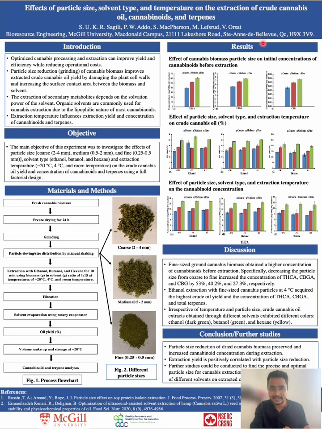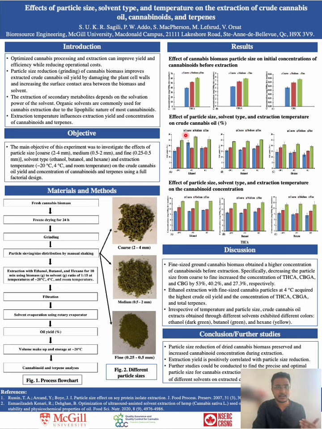Coming to the results and discussion section, the first part of the results is the effect of particle size on the initial cannabinoid concentration before the extraction. That means after the grinding, we sorted out the three different particle sizes and sent them for the cannabinoid analysis. Results found that the fine particle size obtained a higher concentration of THCA, CBGA and CBG. Specifically, decreasing the particle size from the coarser to the finer increased the THCA concentration by 53%, CBGA by 40.2% and CBG by 27.3% respectively.